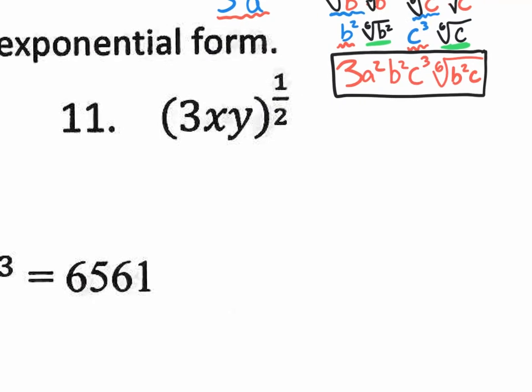Number 11. We want to change this exponent of 1/2 back to a radical. Okay, so we know that this is the square root, and notice that it does have parentheses around the whole thing. So this whole thing is going to be inside the root. It would be totally different if we didn't have those parentheses. But we do have the parentheses, including the 3, the x, and the y. So that's why we include the 3, the x, and the y inside the root. If we didn't have the parentheses, the y would be the only thing inside the square root and the 3x would be on the outside. But because we have the parentheses, everything is inside the root.